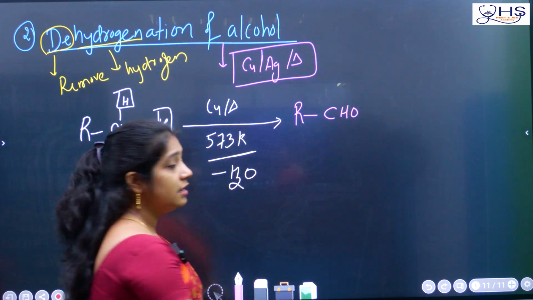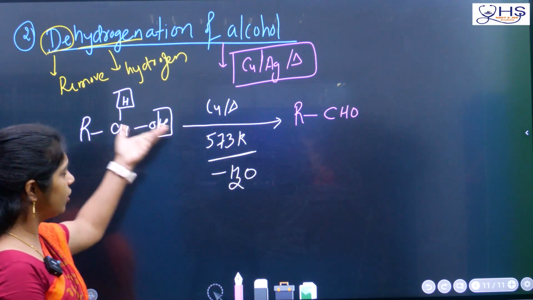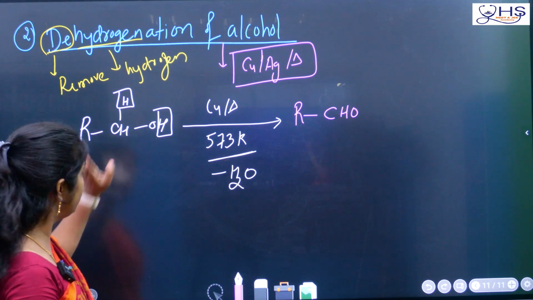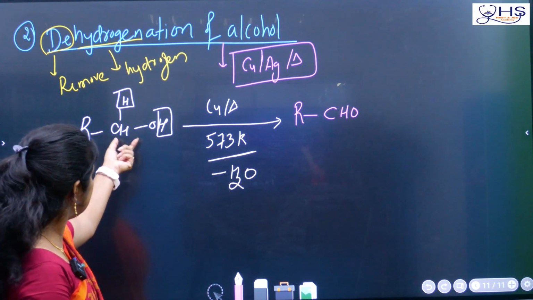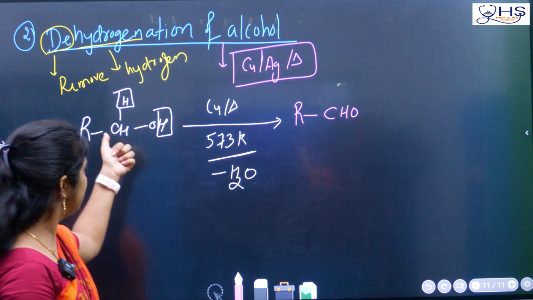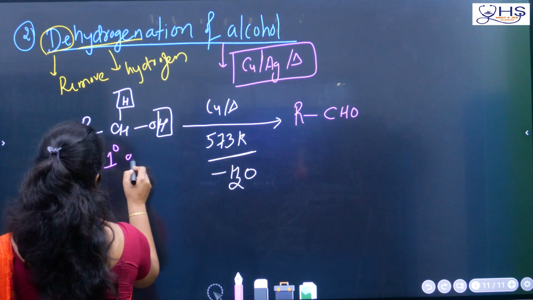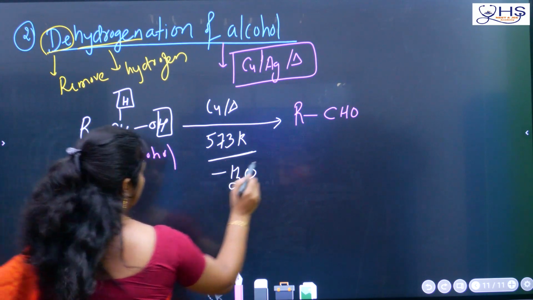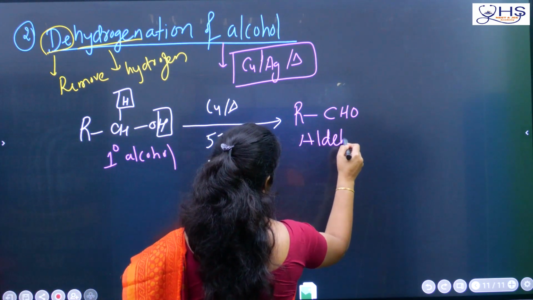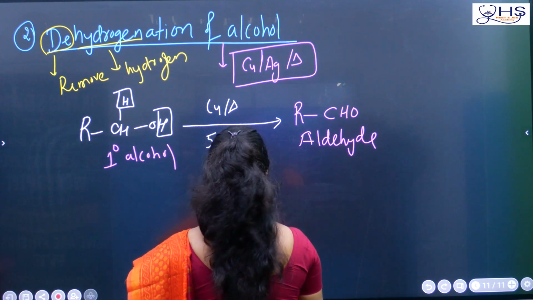RCHO. Same thing, you can write C double bond O and H, or you can write directly RCHO. Same thing, primary alcohol to aldehyde. Now, same as the previous concept only, children.